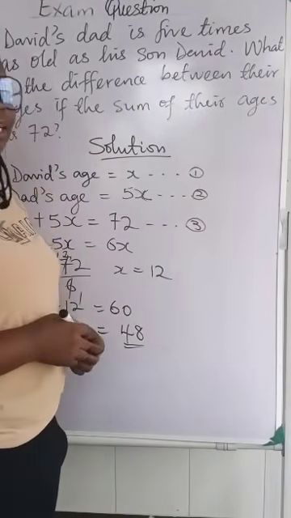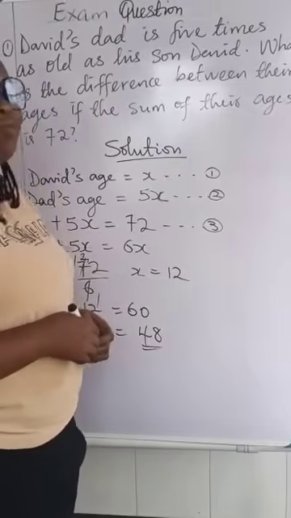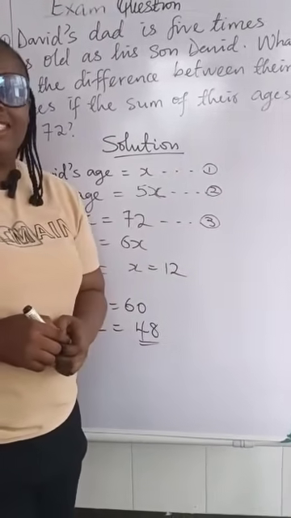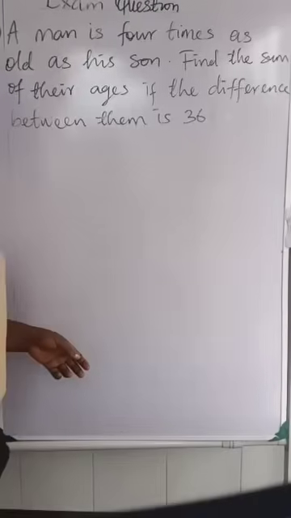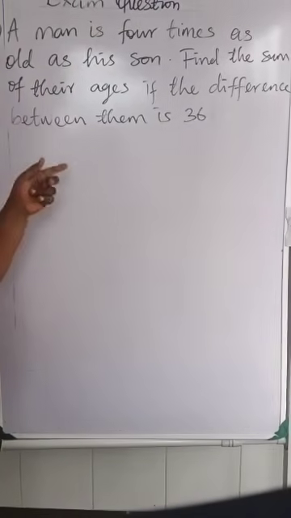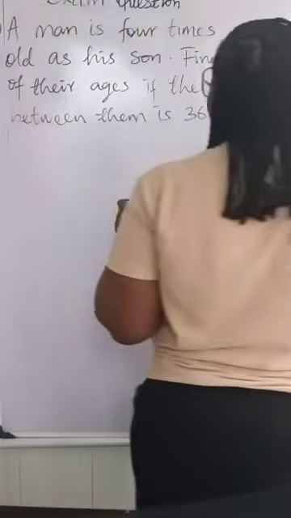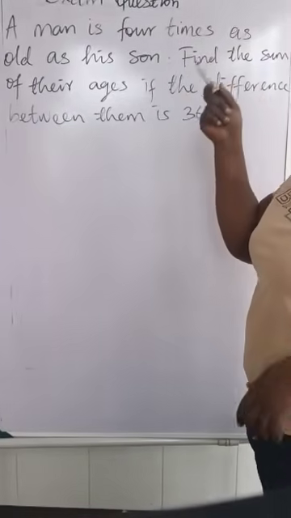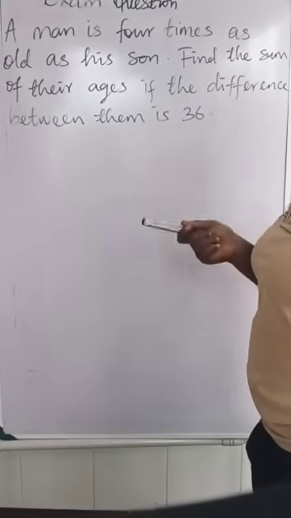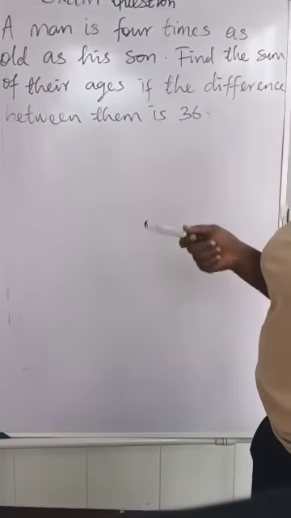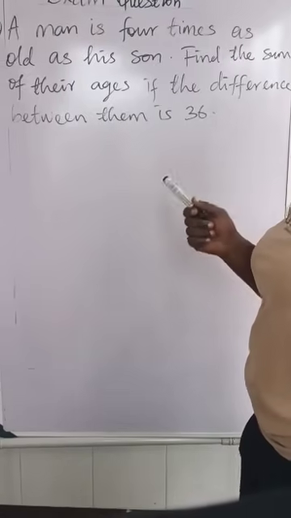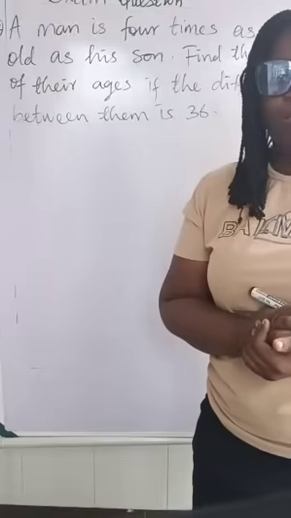Hope you learned something. I'm also going to give you the one that will keep you busy, and I want to see the answers in the comments. Now, this one is the one I want you to attempt. I will be in the comments. A man is 4 times as old as his son. Find the sum of their ages if the difference between them is 36.